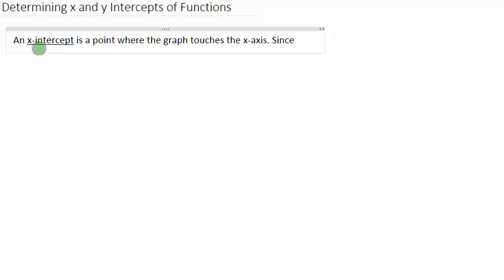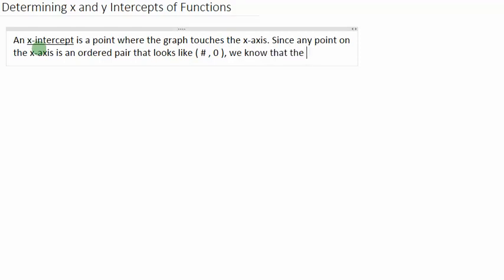Since, if you think about this, any point on the x-axis is an ordered pair that looks like some number, comma 0, right? Think about any ordered pair on the x-axis, the y value is 0. So since any point on the x-axis is an ordered pair that looks like a number, comma 0, we know that the y value of any x-intercept is 0. So keep that in mind.